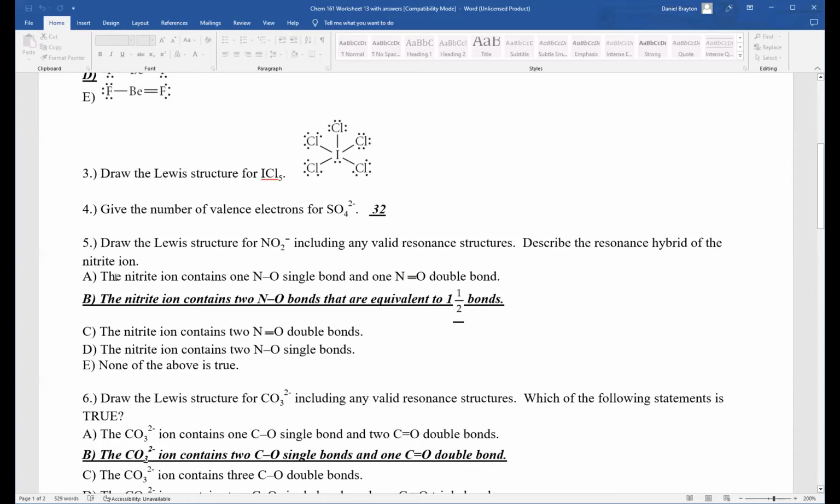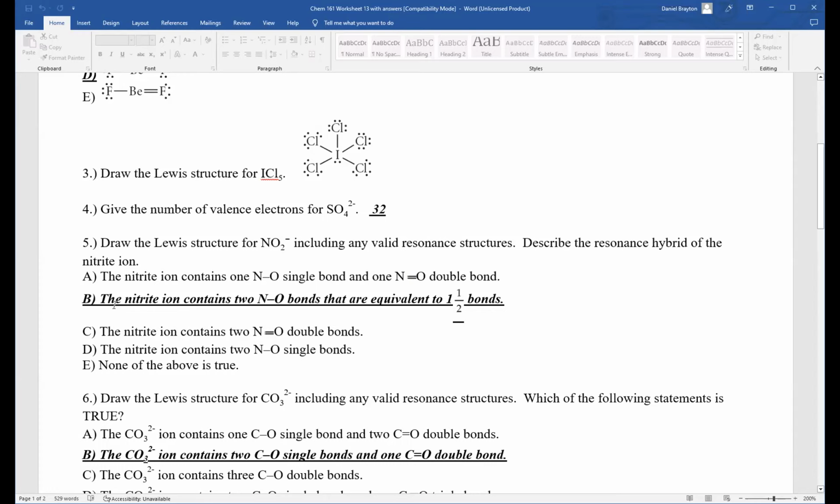If we look back, the nitrite ion contains 1 NO single bond and 1 NO double bond. Well, sure, but it mentioned resonance structures, so I don't know if I'd circle that right away. I mean, obviously you can see the right answer. The nitrate ion contains 2 NO double bonds now. The nitrate ion contains 2 NO single bonds now. So it's definitely not C or D.